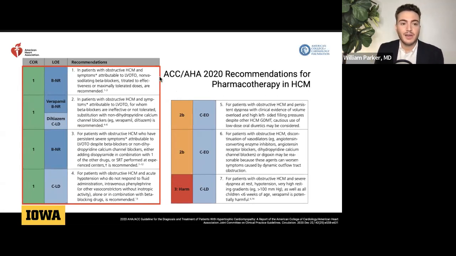This is all, in short: use beta blockers followed by calcium channel blockers followed by disopyramide, and give fluids. And if fluids don't work in shock, then give phenylephrine first.